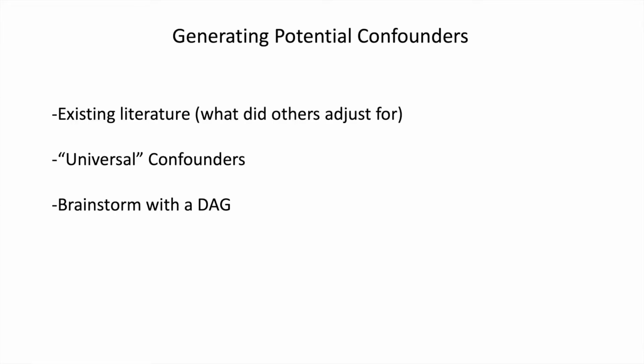So just to start with, to generate a list of potential confounders, some of the best ways to do that are to look at the existing literature. If you're interested in smoking and lung cancer, find some recent articles on smoking and lung cancer and look for what they adjusted for in their models. So they might say they adjusted for something like age, and in that case, that's some good evidence that that's a confounder. That shouldn't be your only source of potential confounders, but that's a good one. There's also universal confounders that I'll get to, and brainstorming confounders using a directed acyclic graph.